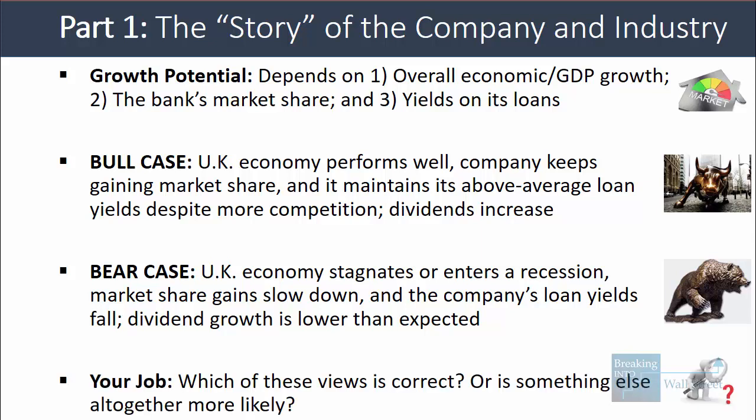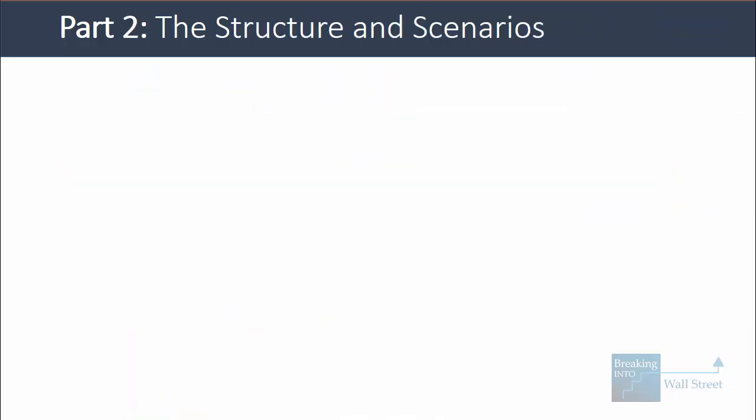So our job in the stock pitch is to decide which of these views is correct, or to decide if maybe something else is correct and something that's not expressed here is what will actually happen. And then once we have that, we figure out what the company should actually be worth based on those assumptions and whether we could make money by longing or shorting the stock. In other words, betting that it's going to go higher or lower within the next 12 months. So let's go into part 2 now and talk about the structure and scenarios here.